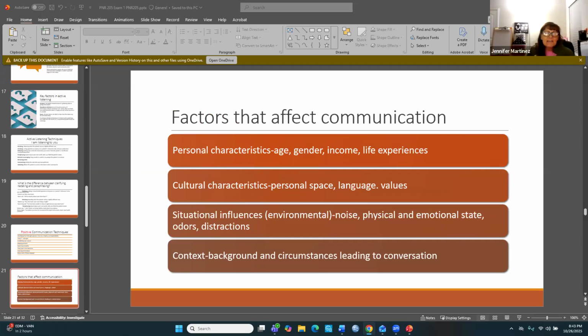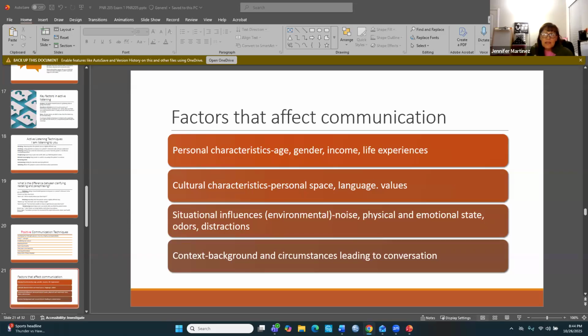Some of the factors that affect communication are personal characteristics, things like age, income, gender, life experiences. These can all be barriers to communication, right? And it's for a variety of different reasons. Can they be a barrier to communication? It could be an older adult who doesn't hear very well, right? So we have to find some different ways, or better ways, to communicate with them.